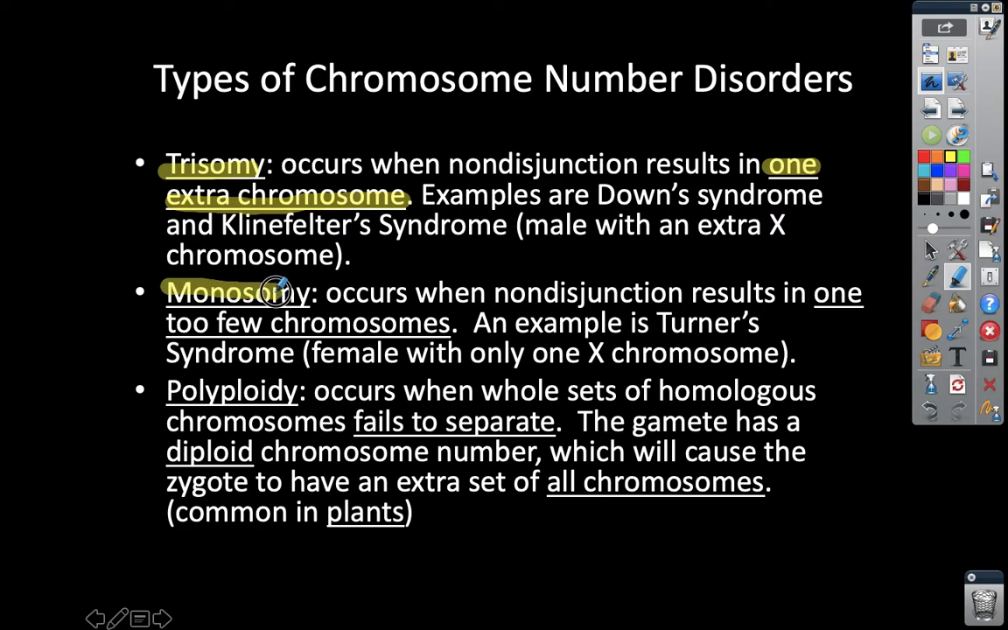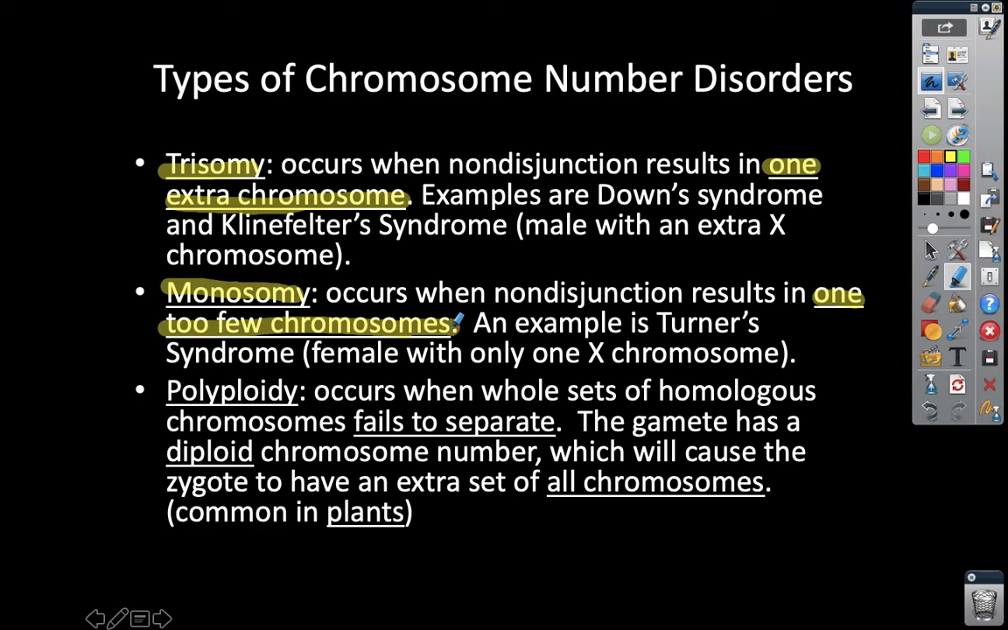Now, monosomy is also caused by non-disjunction, but in this scenario, the individual is inheriting the cell that is missing a chromosome. So this person is going to have one too few chromosomes, or 45 total chromosomes instead of the regular 46. An example of this in humans is Turner syndrome. Turner syndrome only affects females, and this is a person who has only one X chromosome. So there's an X, and then there's nothing else. There's not an extra X, so they're not paired X's, and there's not a Y.